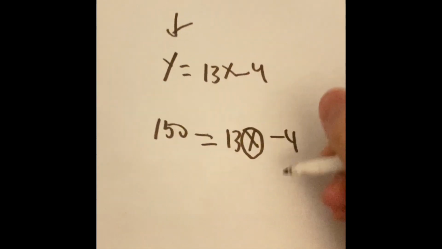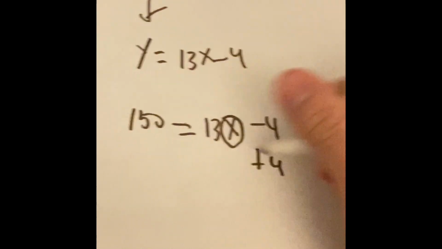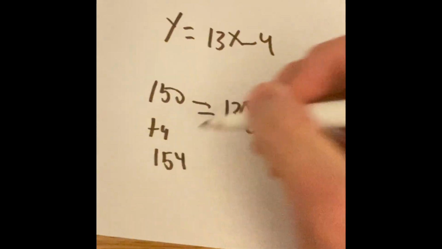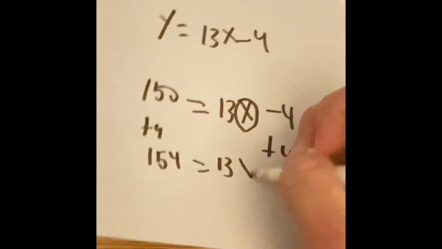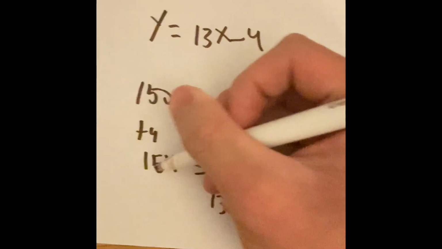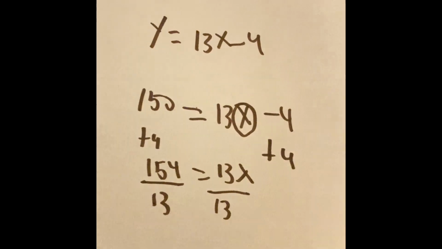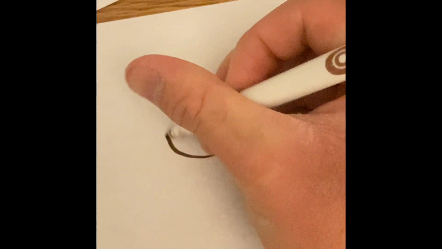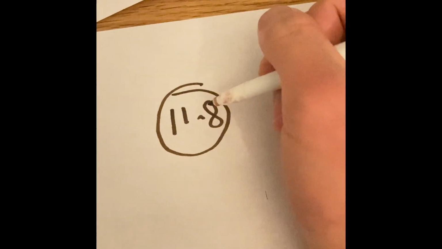So we're going to add 4 to both sides. So 154 equals 13x. When we divide both sides by 13 to get x alone, we get an answer of 11.8. That is the acceleration rating in Car Crushers. A car that goes 150 miles an hour will have an acceleration of 11.8. Let's move on to our next scenario.